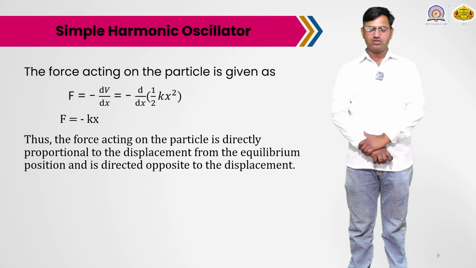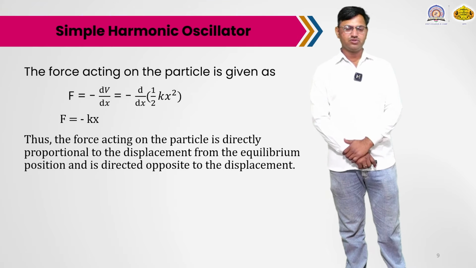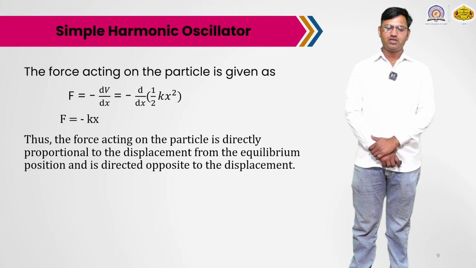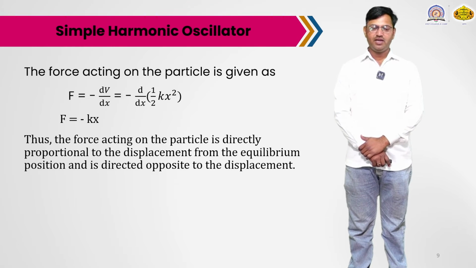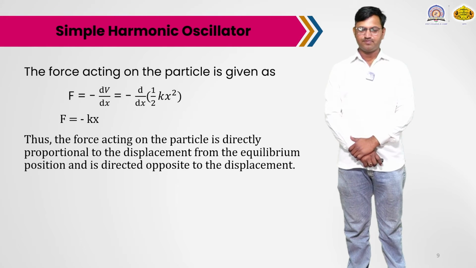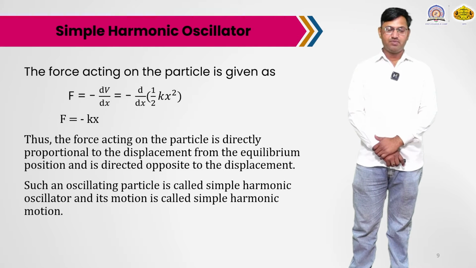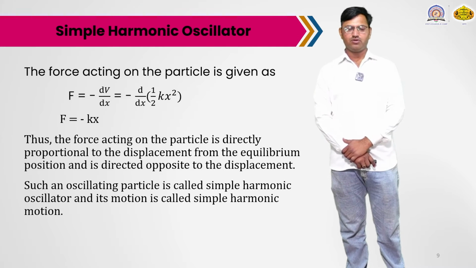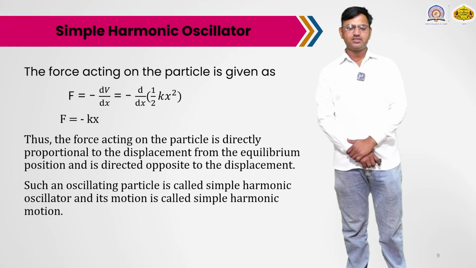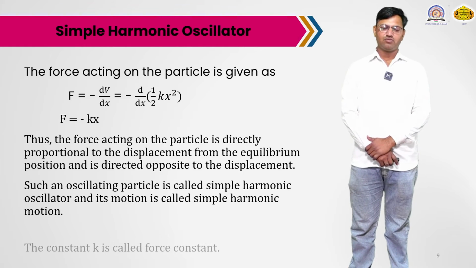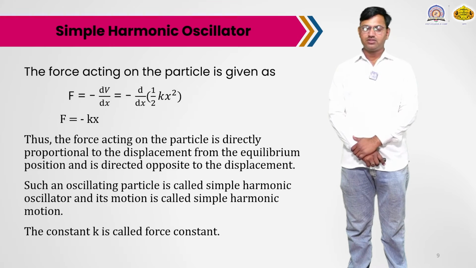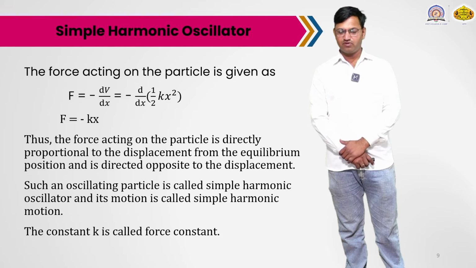Thus, the force acting on the particle is directly proportional to the displacement from the equilibrium position and is directed opposite to the displacement. Such an oscillating particle is called a simple harmonic oscillator, and its motion is called simple harmonic motion. The constant k is called the force constant.